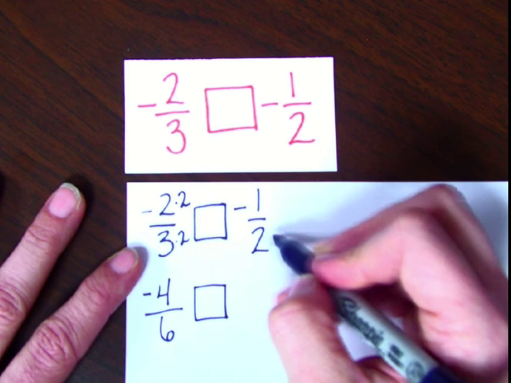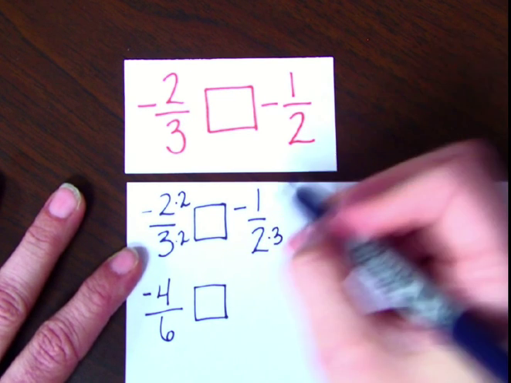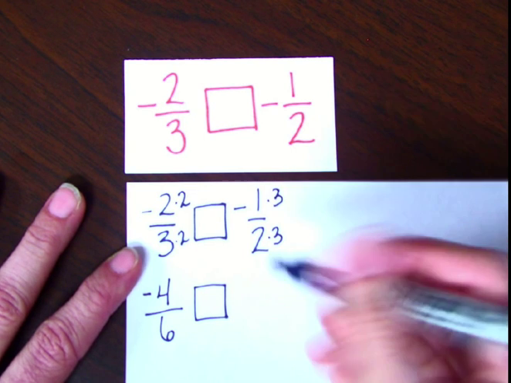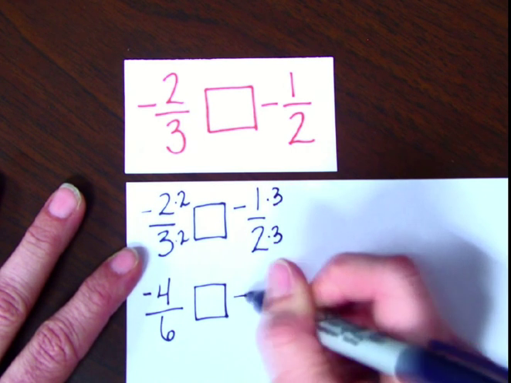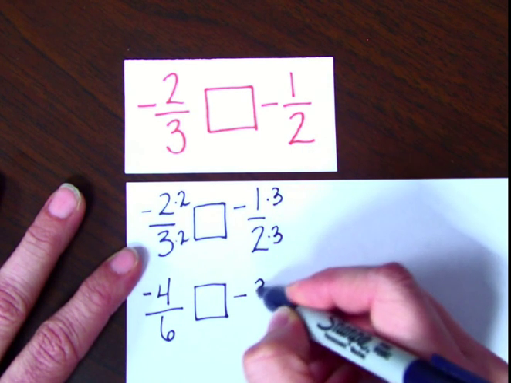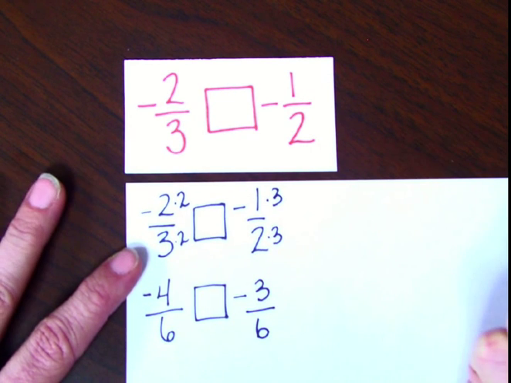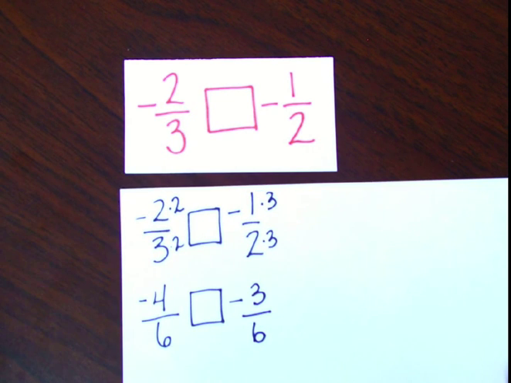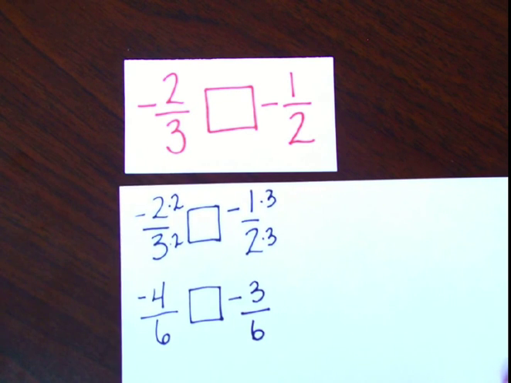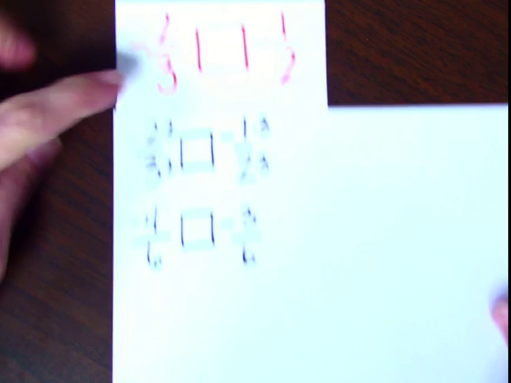Changing 2 into a 6, I want to multiply times 3. Whatever I do to the bottom, I have to do to the top. Keep my negative sign. 1 times 3 is 3. 2 times 3 is 6. Now all I have to do, if you remember from comparing fractions, is compare the top two numbers, the numerators.